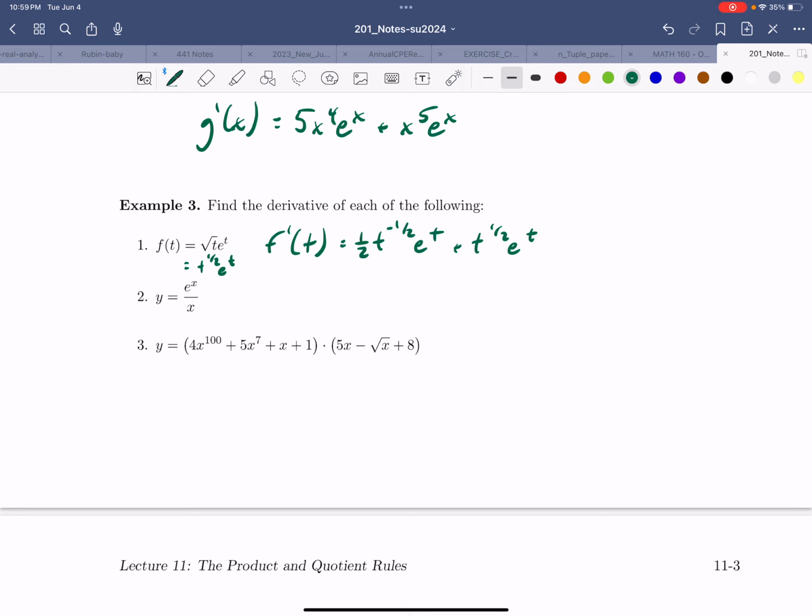Looking at this one, I guess we don't really know quotients yet, but we could rewrite y as being e to the x times x to the negative 1. So dy over dx is going to equal the derivative of e to the x, leave the second guy alone, plus e to the x, leave that alone, times negative x to the negative 2. And if you want to simplify that, then you can.